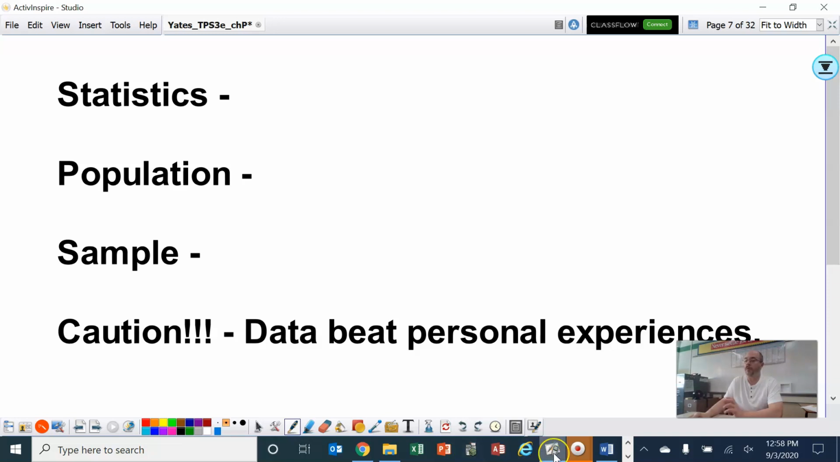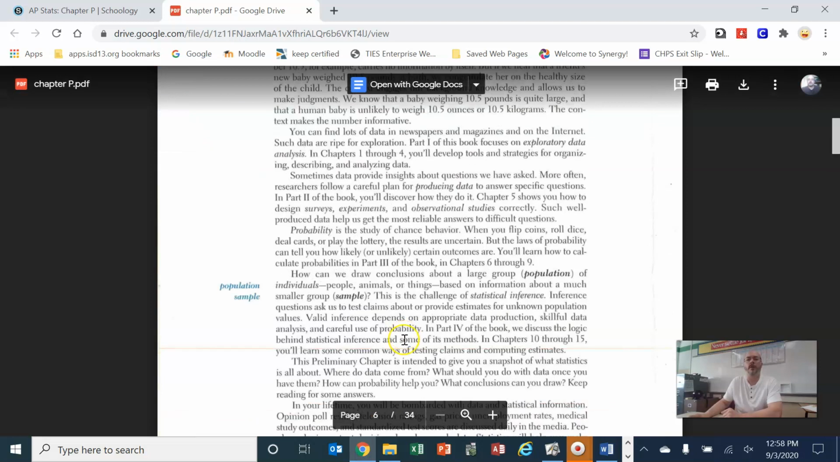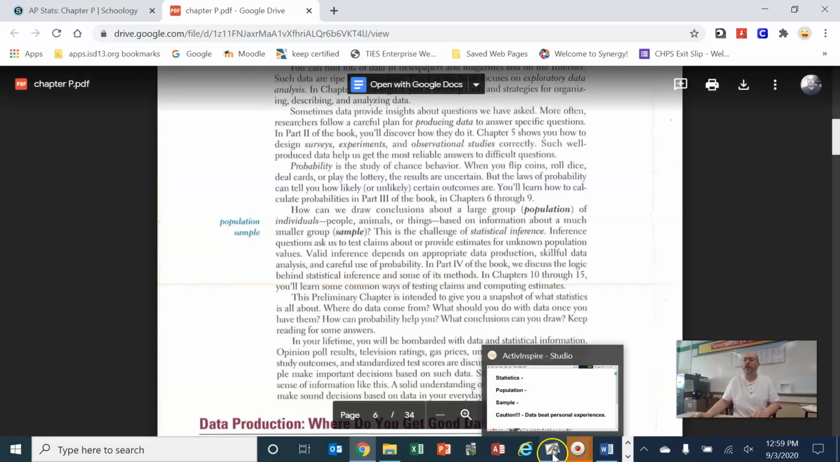Population. Okay, well, you've talked about population before, ladies and gentlemen. All right, what is the population? How can we draw conclusions about a large population? All right, well, remember, population involves everybody. The population of Columbia Heights High School would be all of the students. If we're talking about the city of Columbia Heights, it's everybody that lives in Columbia Heights. Okay, so population is everybody.